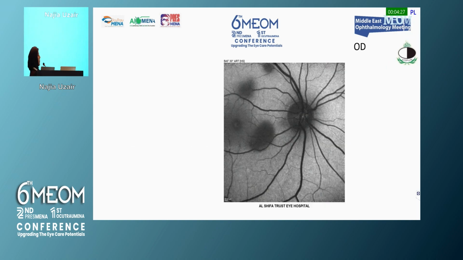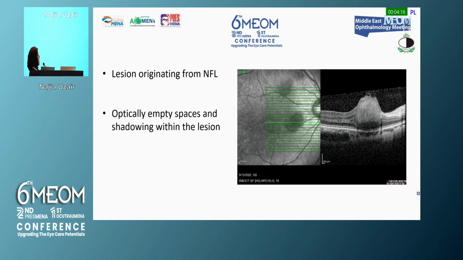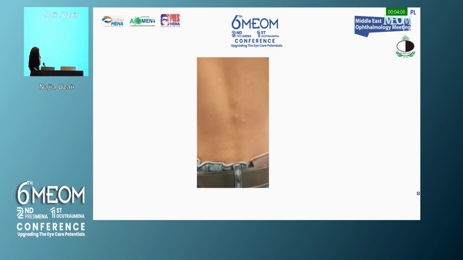Fundus autofluorescence revealed that there was not just one lesion, but actually 3 such lesions in the right eye. OCT macula through one of the lesions revealed that it was originating from the nerve fiber layer, and there were optically empty spaces and shadowing within the lesion. These findings were characteristic of retinal astrocytomas. Fundus examination of the other eye revealed similar looking lesions.